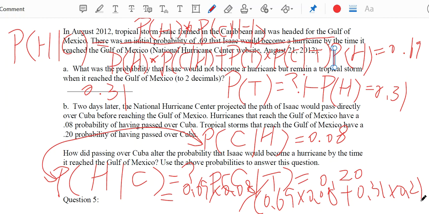So the final answer here will be 0.7110. So you have a 71.10% chance to have a hurricane given it is passing Cuba.